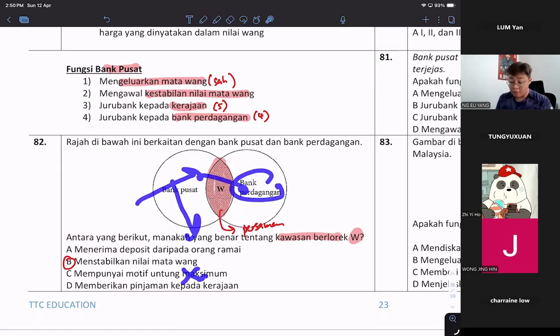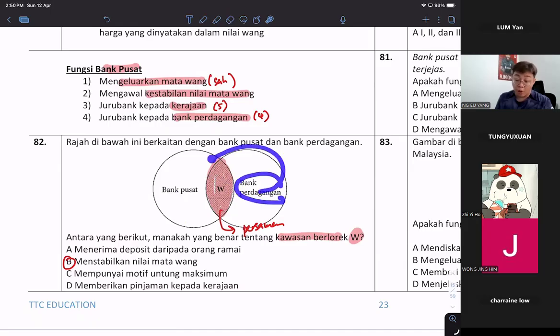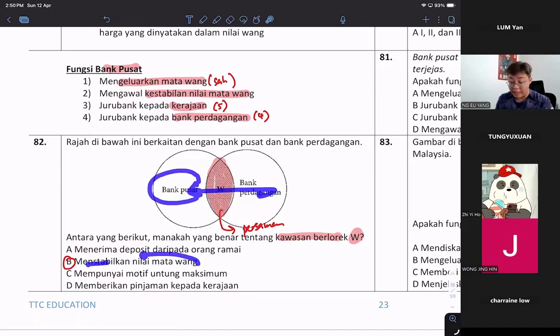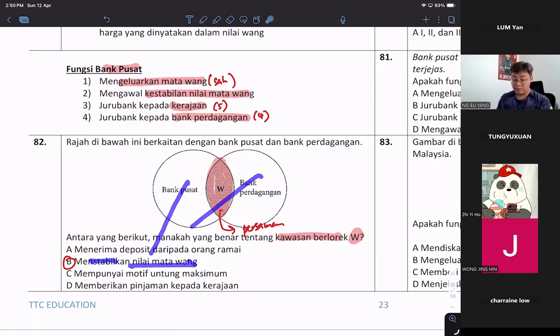So that's why the result is that the savings for bank perdagangan are compulsory to save in the bank pusat. So only the bank perdagangan is assisting the bank pusat to control the nilai mata wang. So guys, let's say how to control nilai mata wang for both parties. So bank pusat is going to base on the data predicting that next year we are going to have kemelesetan economy. So guys, that's why don't trust the memberi pinjaman kepada kerajaan.